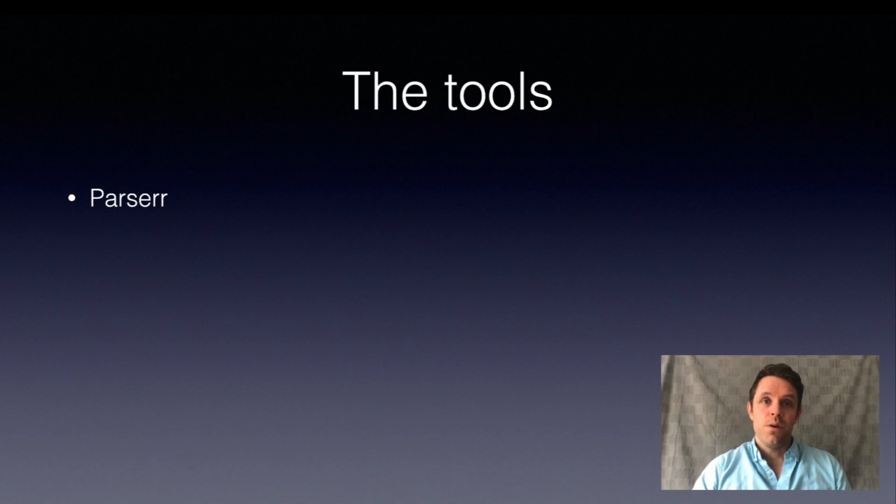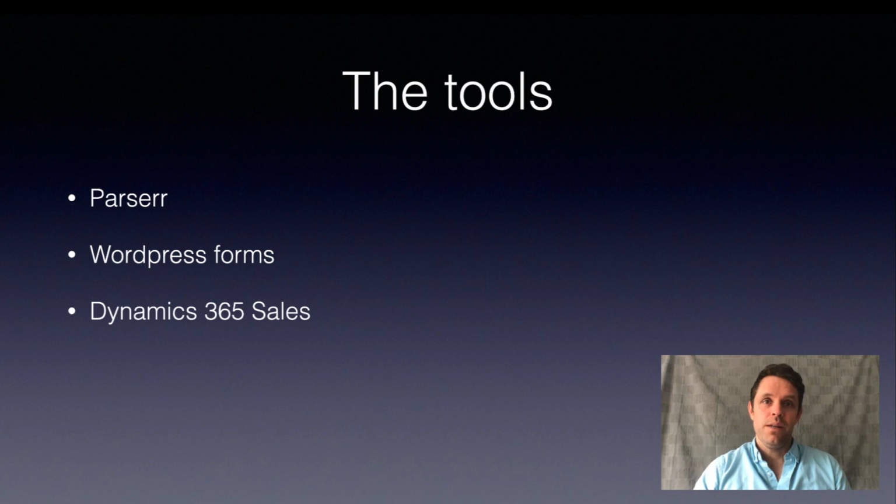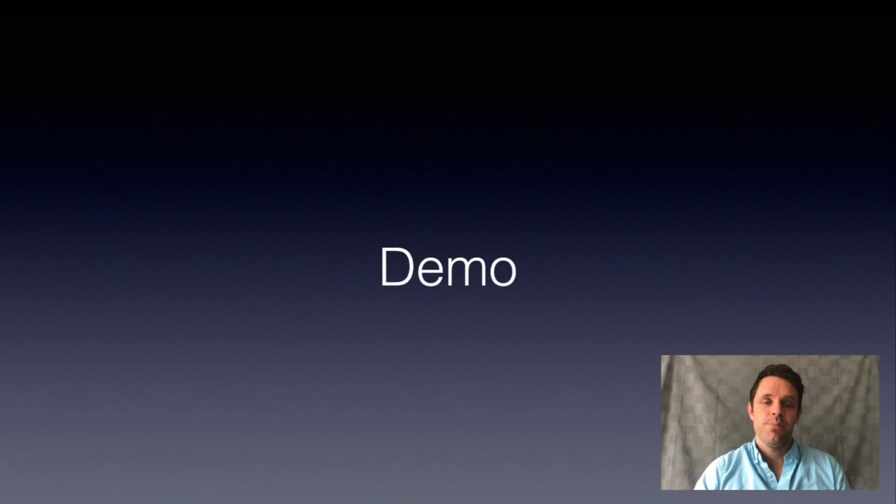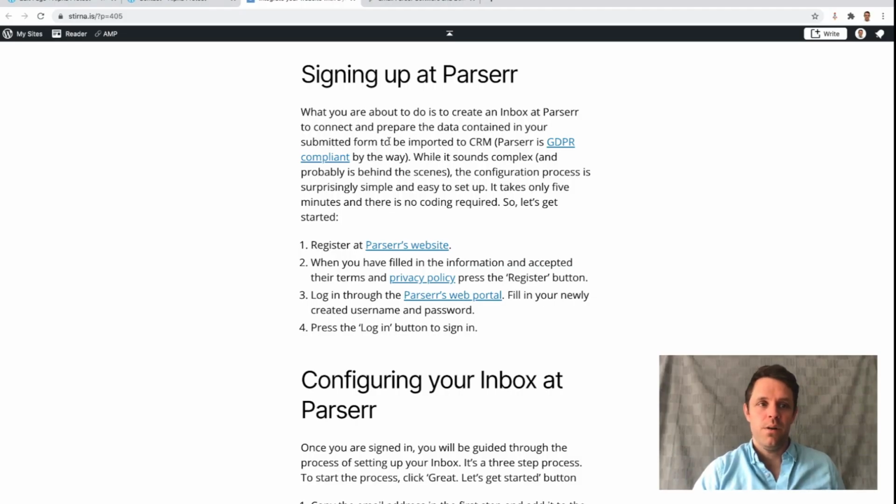WordPress is used for our form. Dynamics CRM is used to store the leads. Power Automate is used to integrate your form to Dynamics 365 Sales, facilitated by a connector from Parserr. Power Up for Dynamics 365 is a Chrome extension to help system admins access critical information in Dynamics. We're following the information on the blog post itself.